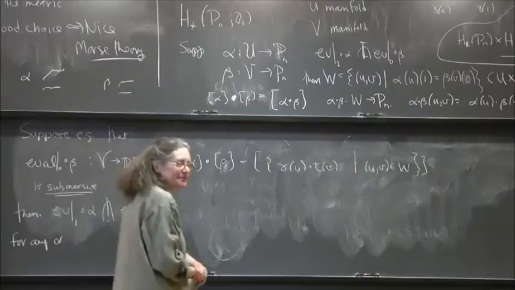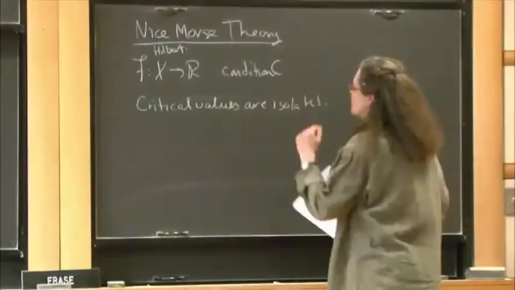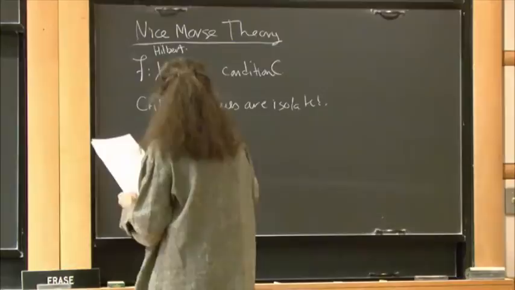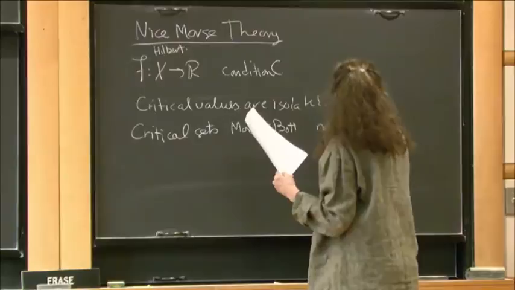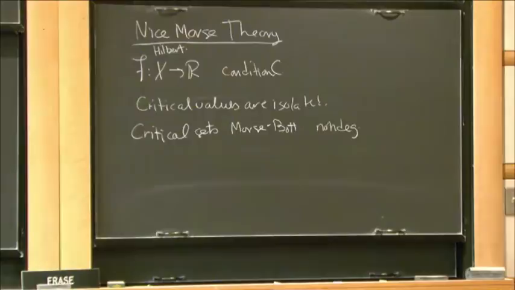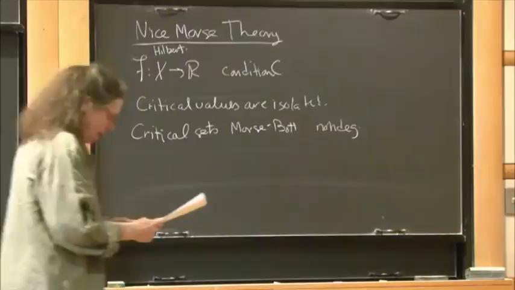All right. So we're going to assume that this is the simplest possible case. So critical values are isolated. I'm going to assume that the critical sets are Morse-Bott, non-degenerate. So this means either they're actually non-degenerate isolated critical points, or else there's a submanifold of critical points, so that the second derivative is non-degenerate on the normal bundle to the critical set. So in this case, we get a filtration.